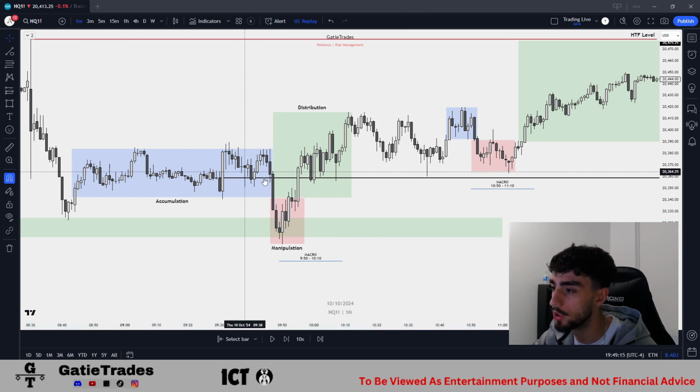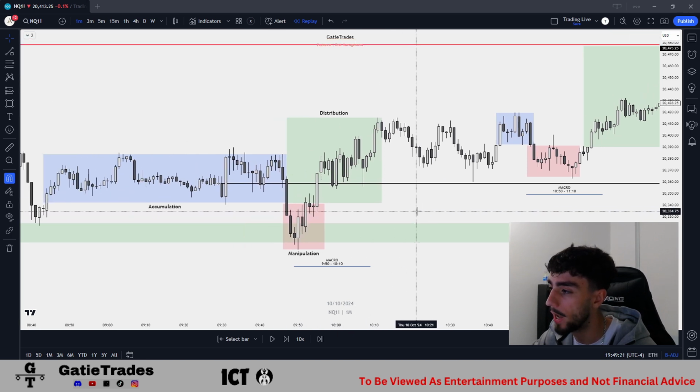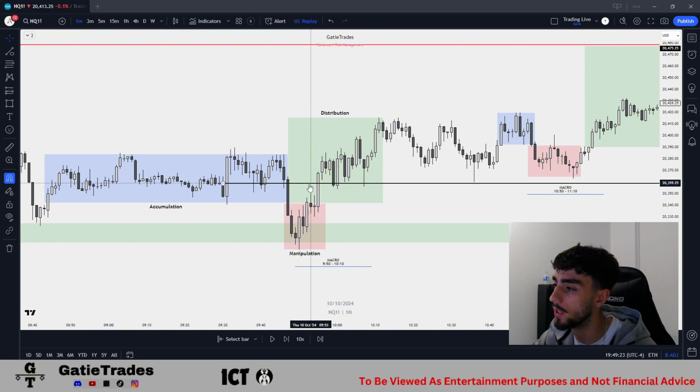So this is your accumulation, manipulation, inversion fair value gap right here. You could have taken this. That would have qualified the criteria. I waited until here. We took our entry right here because of the inversion and the bullish fair value gap.